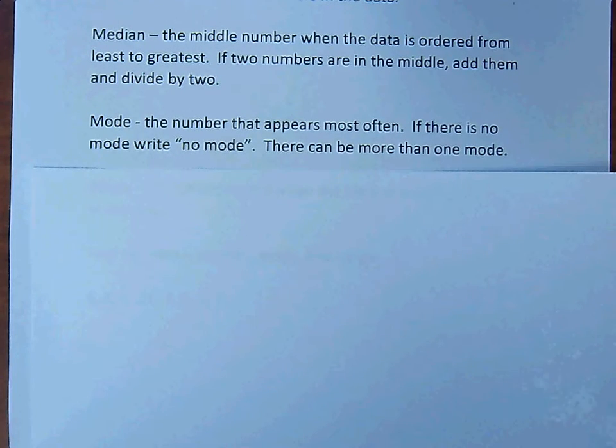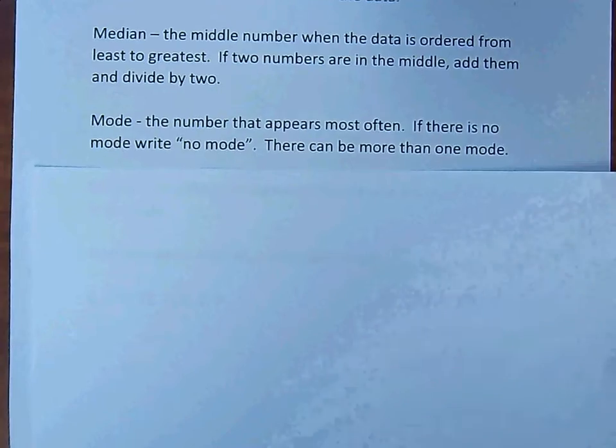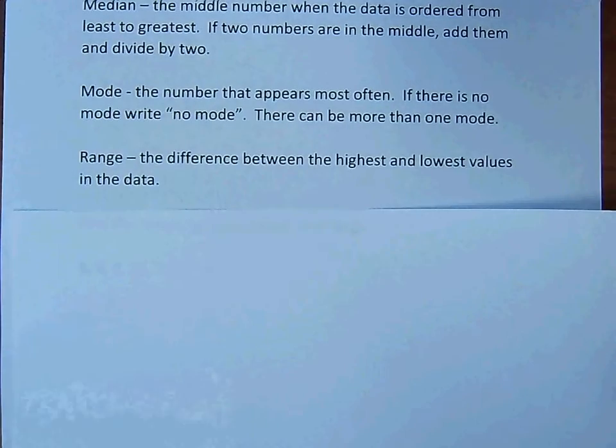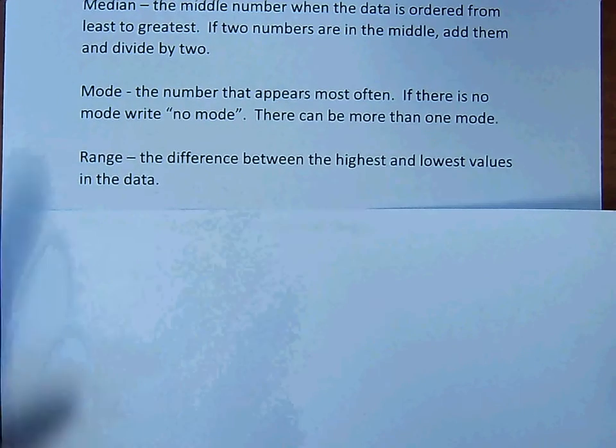Now if you have two numbers that appear twice and a number that appears 3 times, you would only write down the number that appears 3 times as the mode because it is the one that is appearing the most. Range, that is the difference between the highest and lowest values in the data.